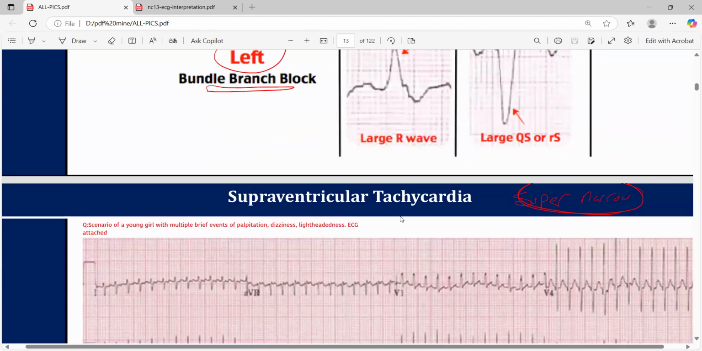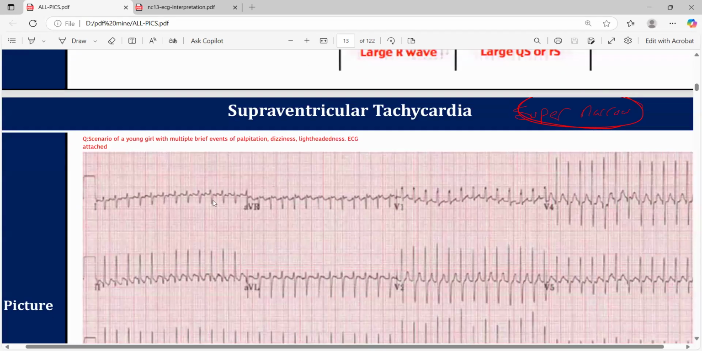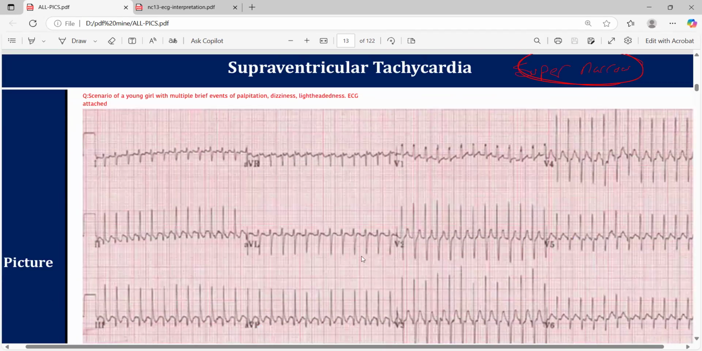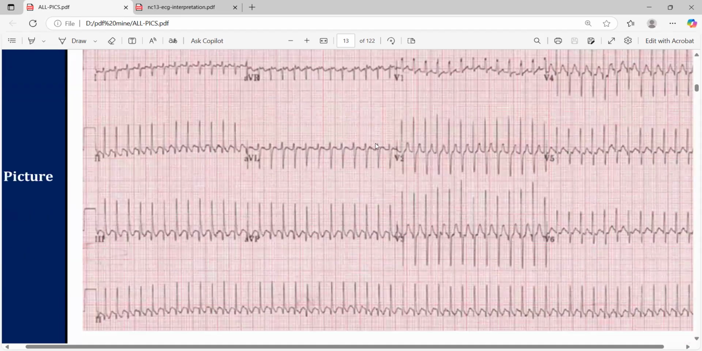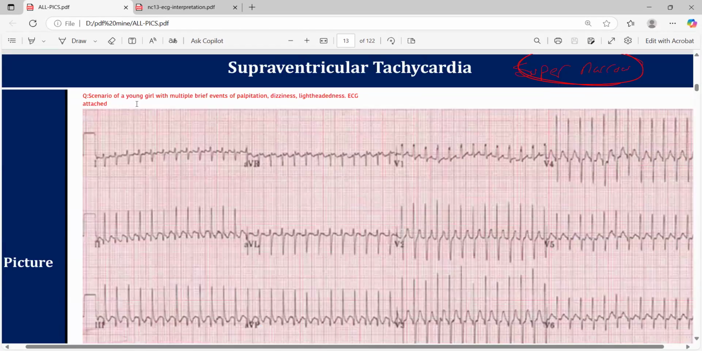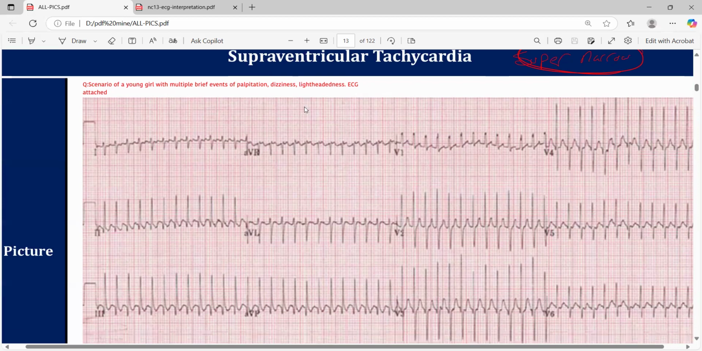Then we are talking about supraventricular tachycardia. In this one, you can remember it's super narrow. Okay. So you will see, even the picture looks horrible, it's so narrow. So you can tell that this is basically supraventricular tachycardia. A scenario can be given: a young girl with multiple brief episodes of palpitation, dizziness, and lightheadedness, and an ECG is attached. You can see there is so much tachycardia going on. Everything is regular. There is P wave, there is QRS, everything is regular. But you know everything is going on so fast. So you can see this is supraventricular tachycardia.